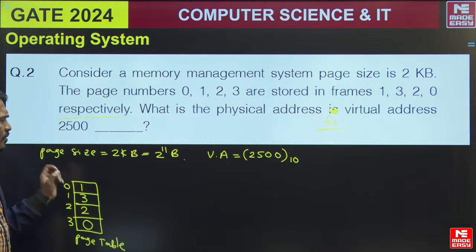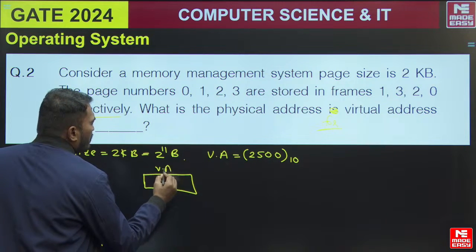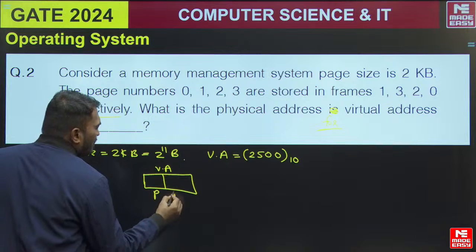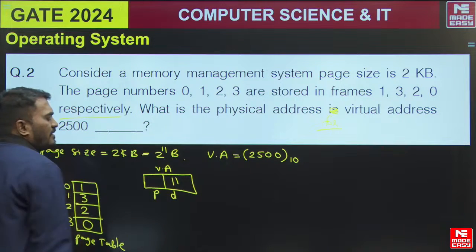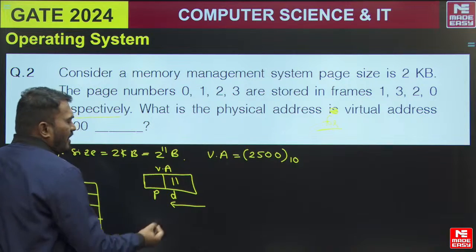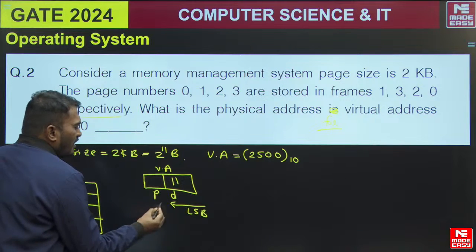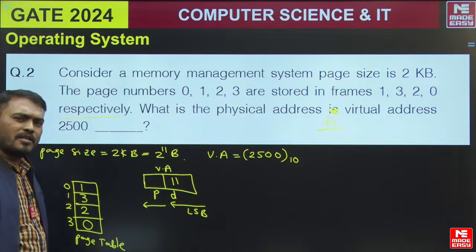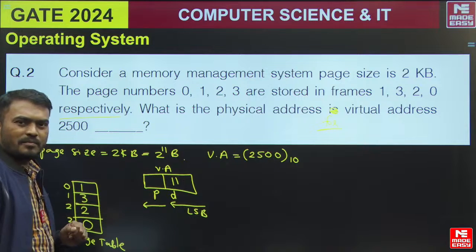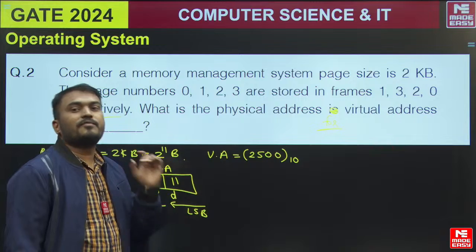Now from the question, what you will easily understand is that page size is 2 KB, that is 2 power 11. So 2 power 11 means offset. If you observe, the virtual address will have two parameters, P and D. So D will require how many bits? 11 bits. So from this side, the least significant 11 bits, LSB 11 bits, will tell you the offset, and the remaining bits will tell you the page number. So now you can convert this 2500 into binary format.